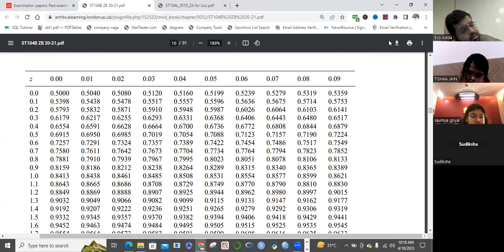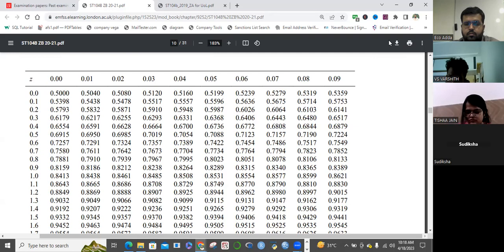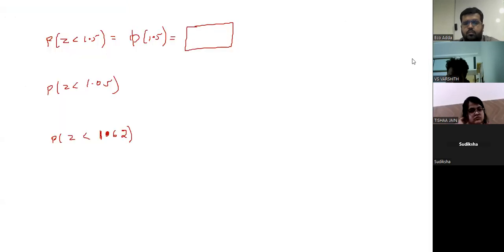Find all these three values quickly. Can you show the questions? Varshit, can you please write the questions as soon as possible so that I can share the screen, the table?